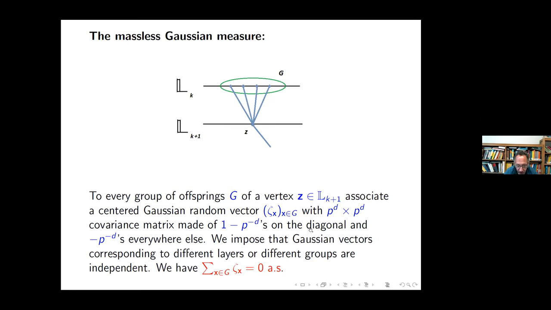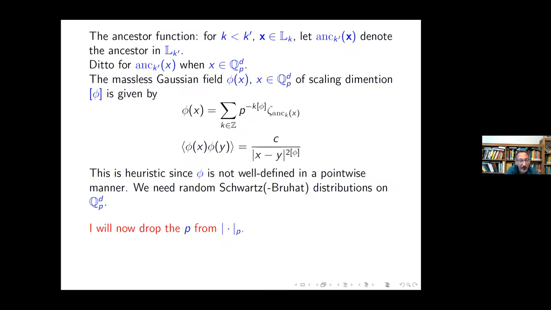Okay, so almost surely we have this property. The zeta x is the variable sitting at x. There is clearly a notion of ancestor. If you have two points in the tree, there is a clear notion of who's the ancestor. If you have a leaf at infinity and a point a level below, there is a notion of who is the ancestor of the point at infinity. So this is just a notation.